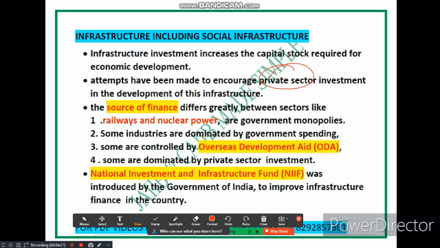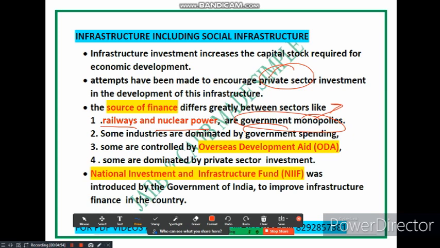Let's see the next point, that different industries or sectors of infrastructure may have different sources of funding, right? Let's say a government monopoly. You can see government spending here, government monopoly. What does it mean? Like in railways, like in nuclear power. In some cases the government has complete control over certain sectors like railways and nuclear power. They provide the funding needed to build and maintain this infrastructure. For instance, the government may invest in building a high speed railway network to improve transportation options for its citizens.